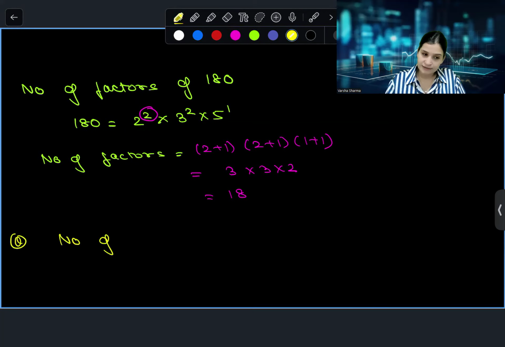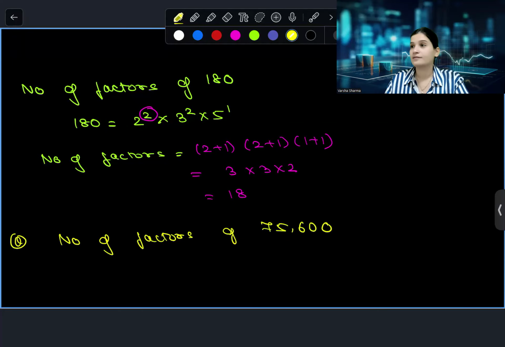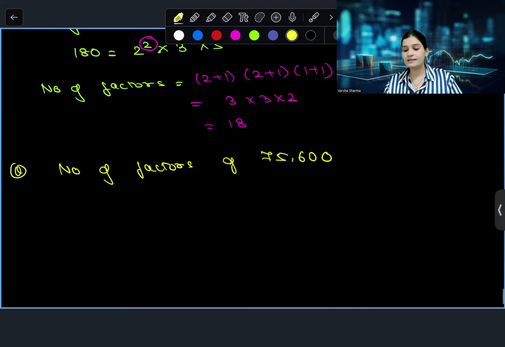Number of factors of 75,600. How many factors are there of 75,600?